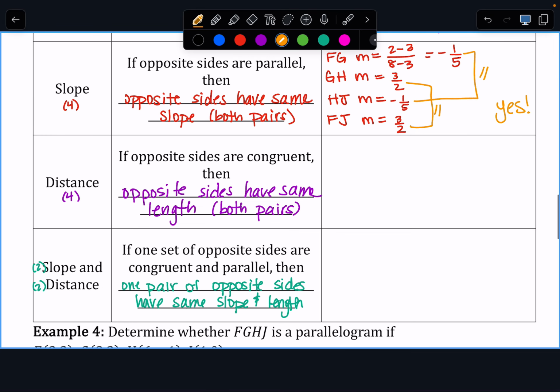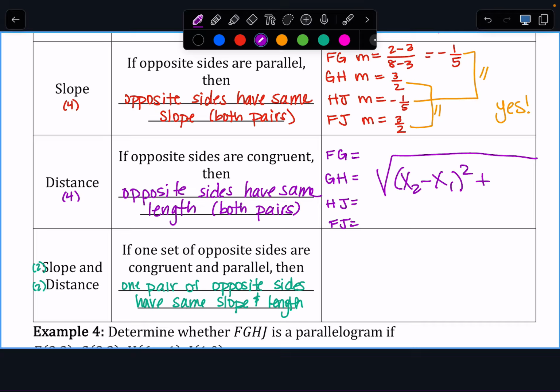Now, if we're going to use the distance method, we got to find the distance of each of these. So, blue table, can you find me the distance of FG? Purple and yellow table, the distance of GH. Red and teal, the distance of HJ, please. And then green table, the distance of FJ. Remember the distance formula. There's a distance formula if you forgot it.